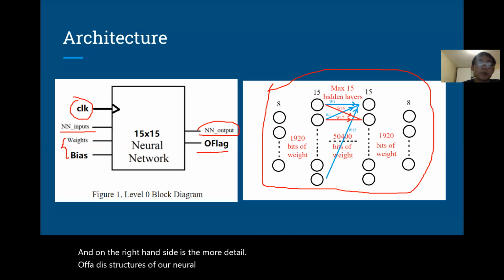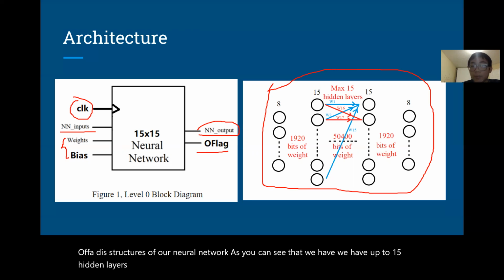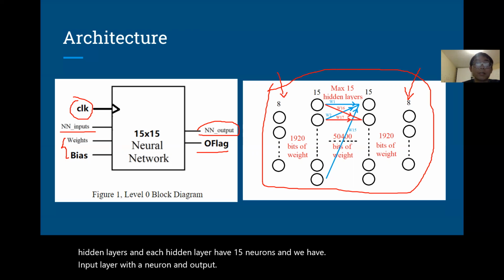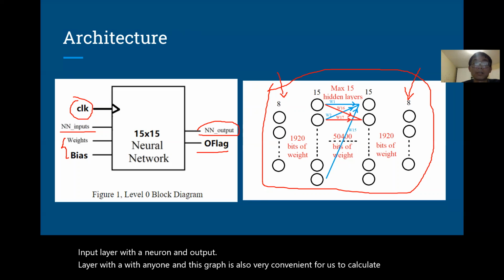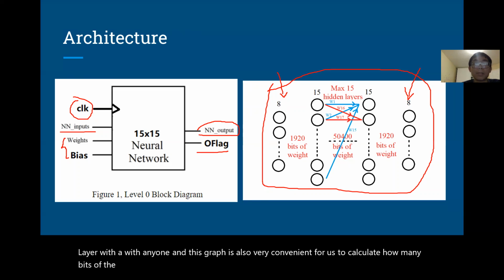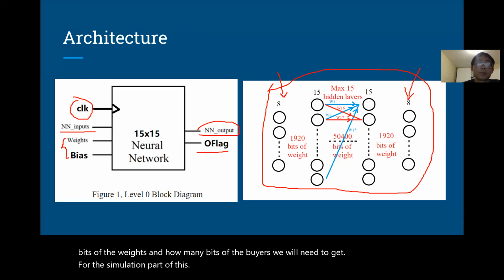On the right-hand side are more details of the structure of our neural network. As you can see, we have up to 15 hidden layers, and each hidden layer has 15 neurons, and we have an input layer with 8 neurons and an output layer with 8 neurons. And this graph is also pretty convenient for us to calculate how many bits of the weights and how many bits of the bias we will need for the simulation part of this project.